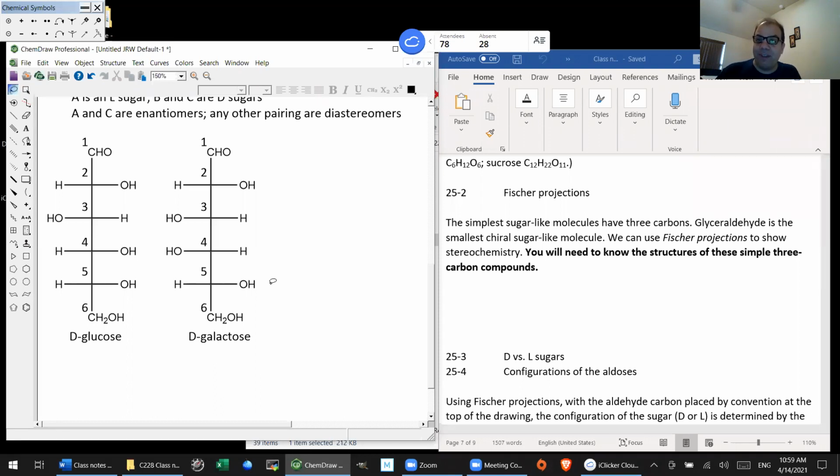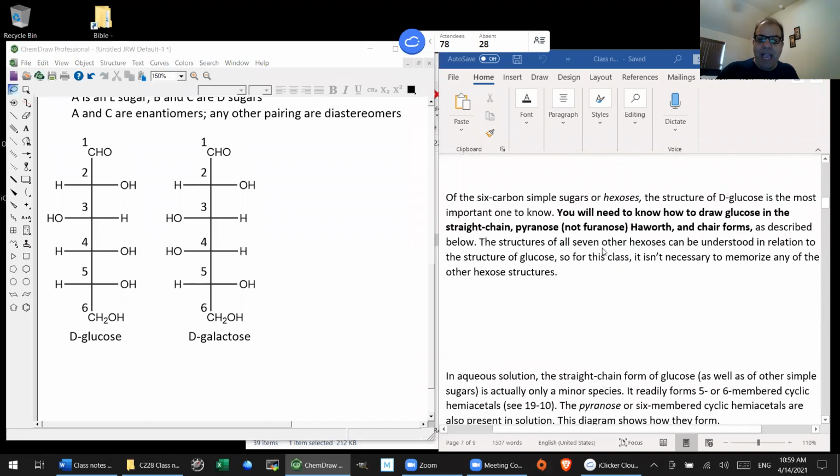I don't see any need to trouble yourself by memorizing all 8 of them. If you can just do glucose, I'm happy with that. Good. So far, so good. Then on D-glucose and all its friends. Any questions so far? Let me see where we are here.